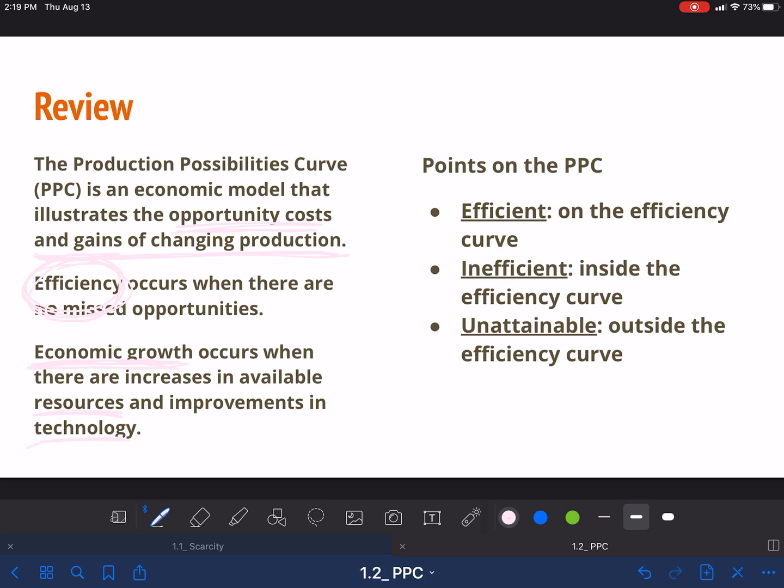And then we also talked about our 3 main points of the production possibilities curve. Efficiency, which means we're on the efficiency curve. We're working 100%. We're not wasting any resources. We also identified inefficient, which is on the inside of the efficiency curve. And we also identified unattainable, which is on the outside of the efficiency curve and symbolizes room for growth.